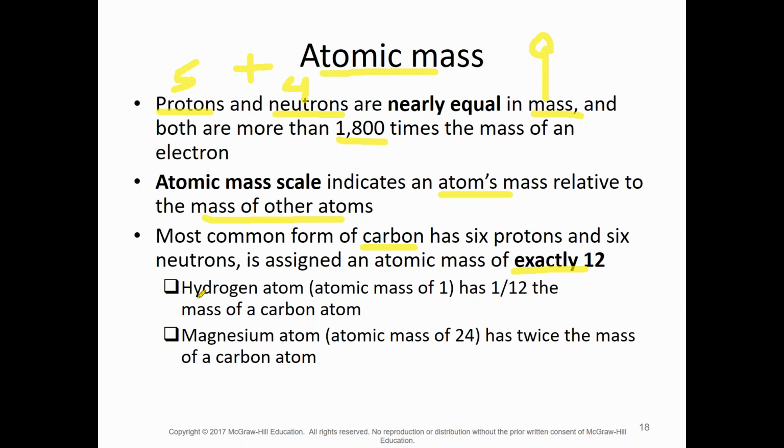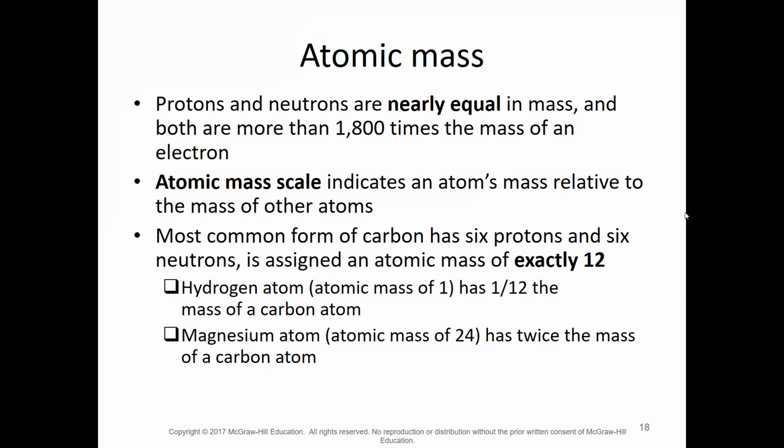For example, hydrogen. Hydrogen has an atomic mass of 1. Why? Because it is 1/12 the mass of a carbon atom. You see, guys? Carbon is the standard. Since it has an atomic mass of 12, and hydrogen has 1/12 the mass of a carbon atom, we give hydrogen an atomic mass of exactly 1. Magnesium is double the atomic mass of carbon, so it has an atomic mass of 24, 12 times 2. So atomic mass is completely based on the atom carbon.